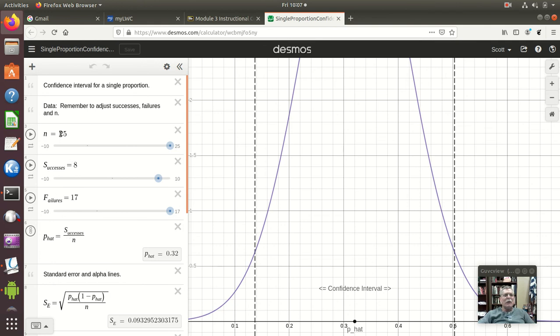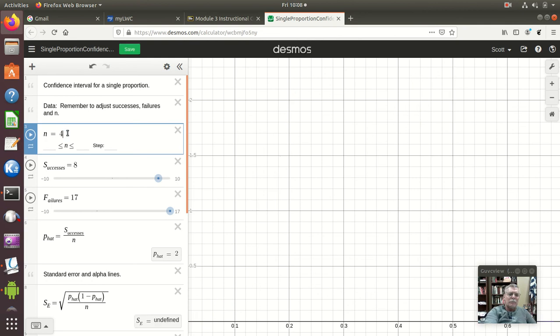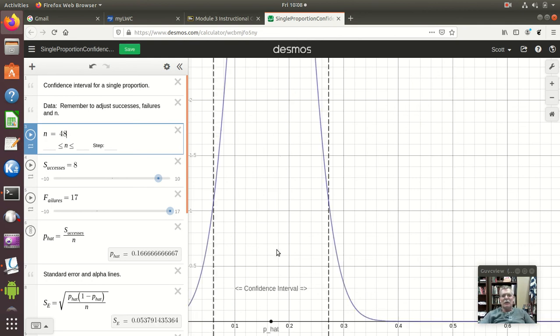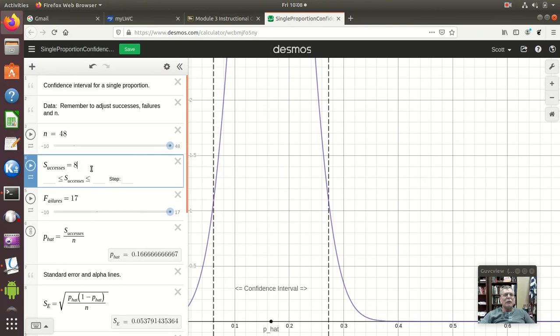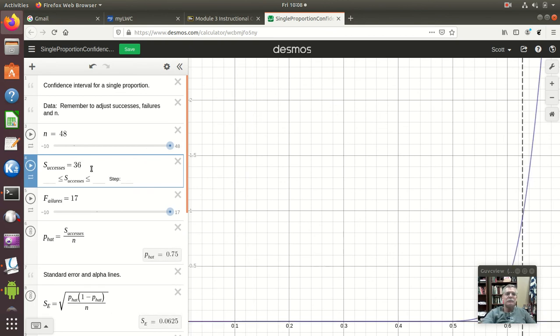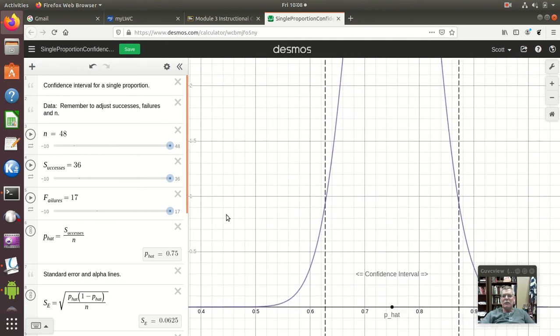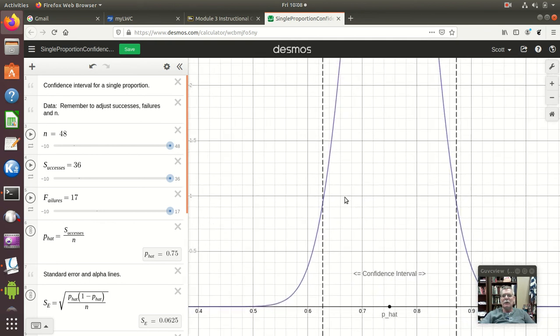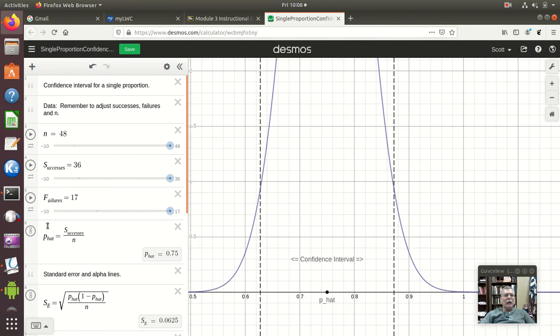And so n, we said, was 48. So I'll change n. And you see that changed up the confidence interval here. It moved it around. Then our number of successes was 36. Okay, and I see it moved it over here. I've got to kind of grab this, and I'm just using my mouse to pull it over. Okay, so we have that. And failures, I actually have to write that in. Might be nice if it was just calculated automatically, but it's not.